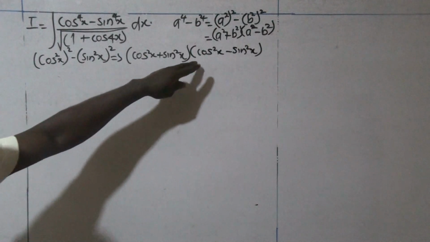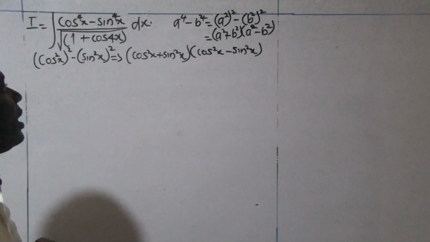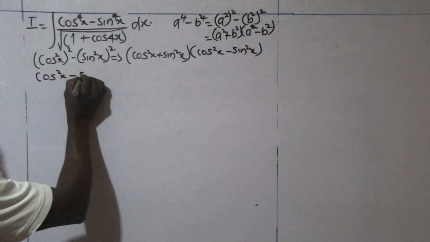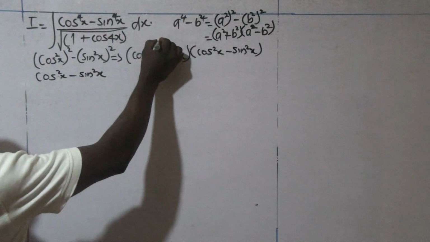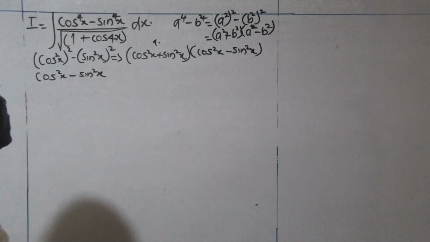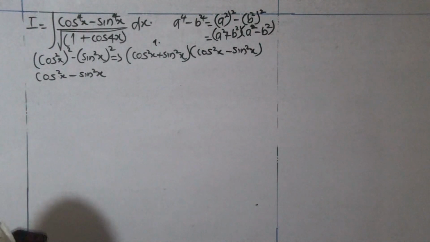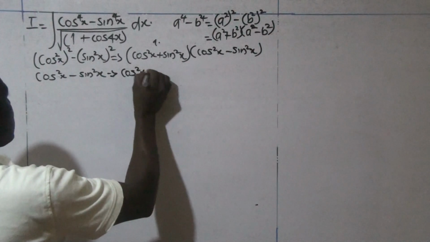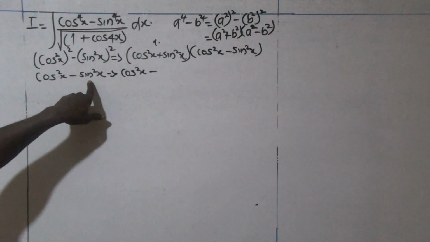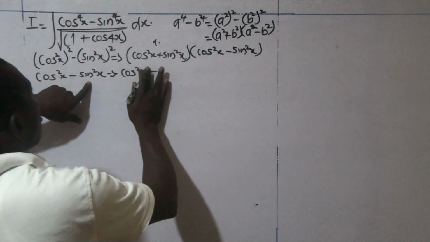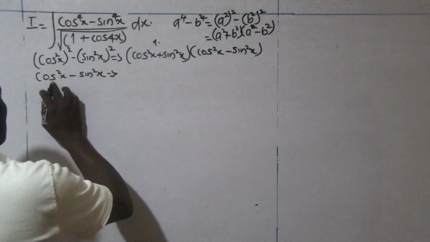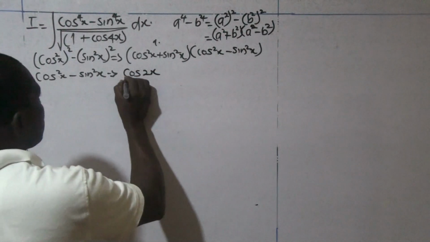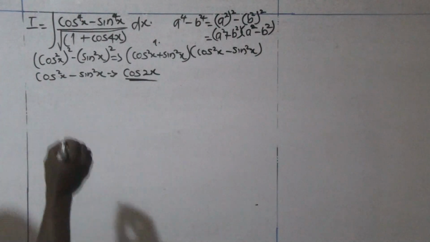So that the whole of this expression at the numerator becomes cos squared x minus sine squared x. What is this equivalent to, from trigonometry identity? We should recall that cos squared x minus sine squared x is equal to cos 2x. That's the expression for it. If you want us to prove it further, we can as well do that.